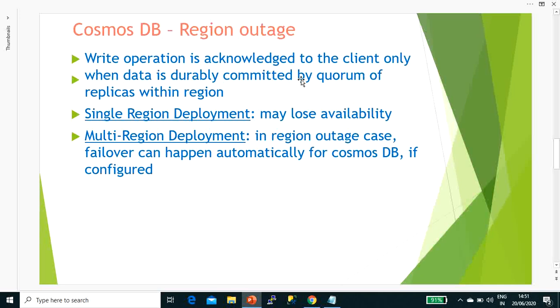Now, in case of a single region deployment, you may lose availability. As I said, if the entire region is down, there is no way you can have the service up and running. In case of multi-region, in a region outage, failover can happen automatically for Cosmos DB if configured. In the failover scenario with a multi-region deployment, there are two options: you can go for manual failover, or automatic failover. In case of automatic failover, you have to choose and prioritize the regions which will be taken in case the failover happens.